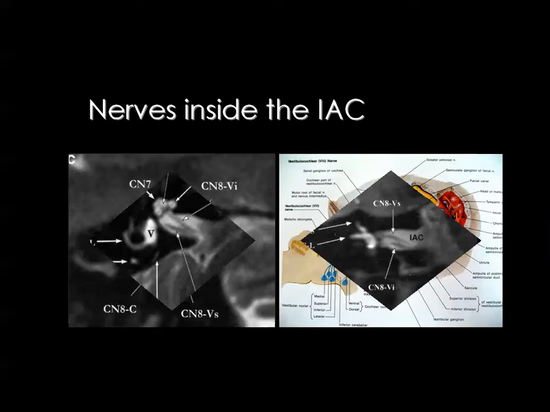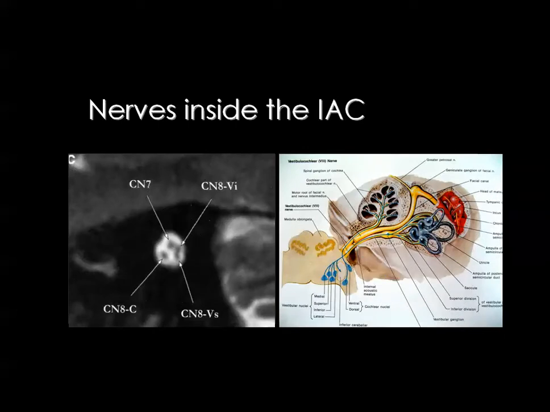Actually, we see only 4 nerves, and these nerves can be seen and discriminated from each other if you have a sagittal T2 weighted image for the internal auditory canal. Then you will see the canal as a rounded structure filled with CSF of bright signal, and you can identify 4 nerves. 2 are very close to each other, and these are the vestibular divisions, the superior and the inferior vestibular nerves. Then the nerve above is the facial, and the nerve below is the cochlear nerve.